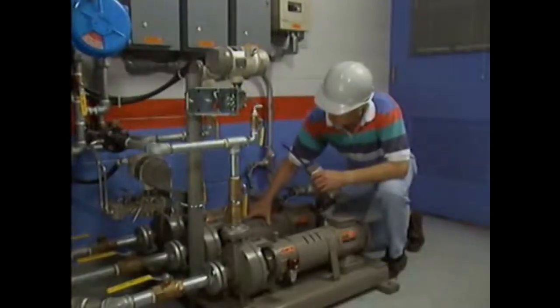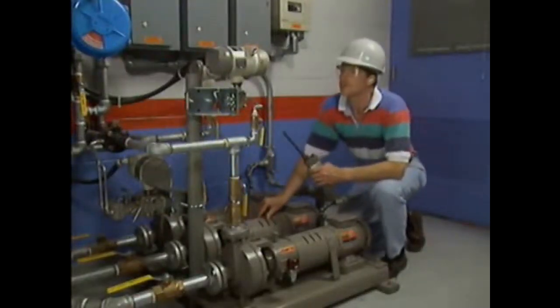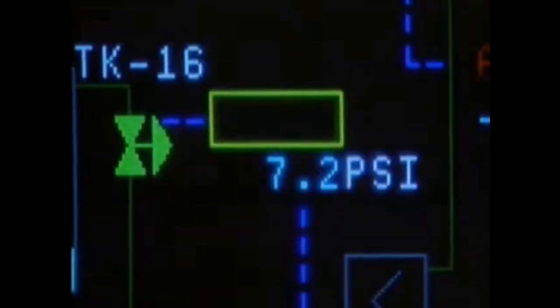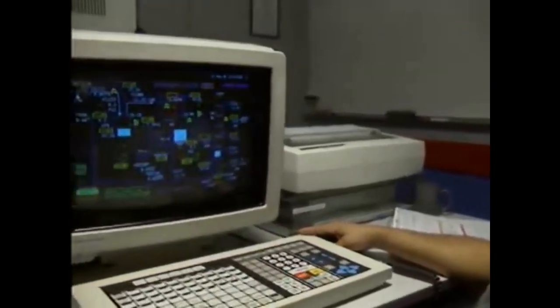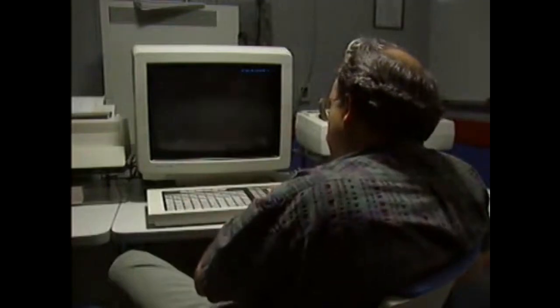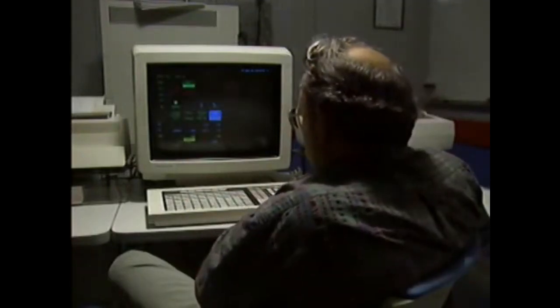The operators start by verifying the operation of the pump. They compare the local discharge pressure indication to the pressure reading on the control panel. The 2 values are the same, so the pump appears to be operating properly. At this point, the operators have eliminated most of the components in the process. Next, the operators check the positions of the control valves.